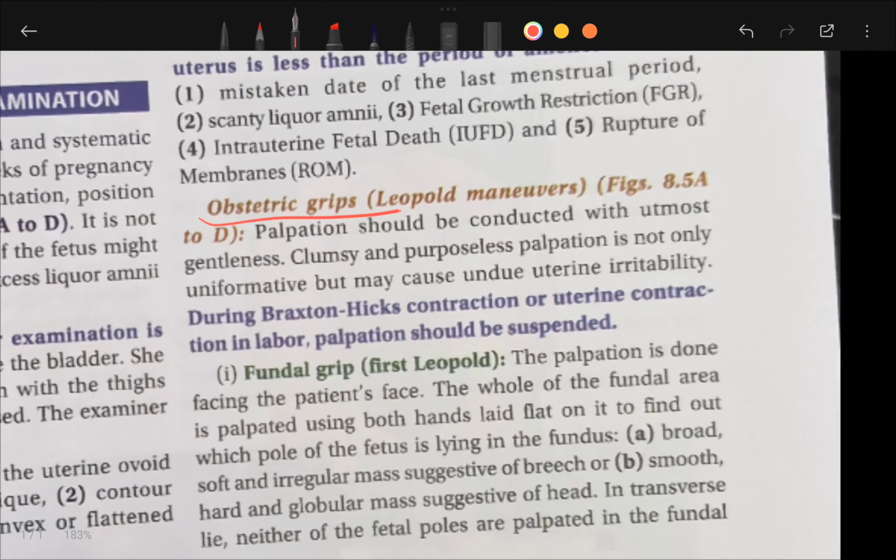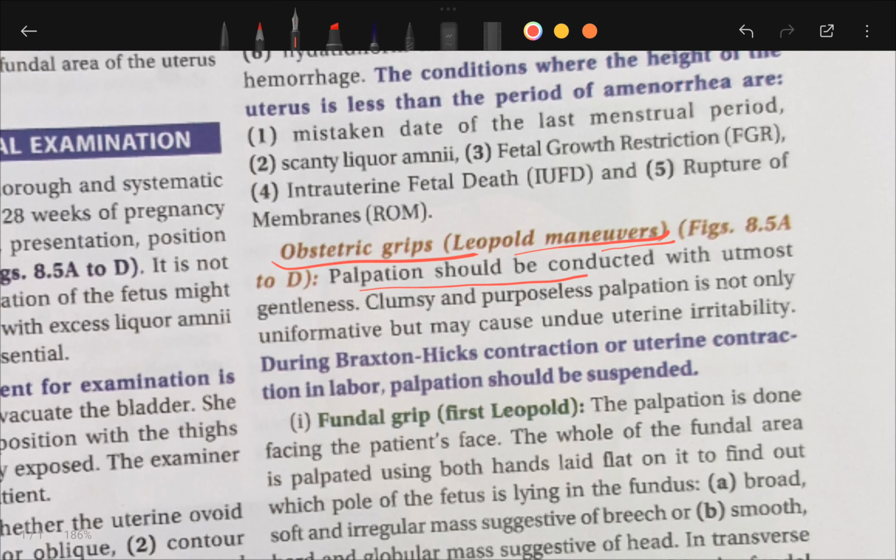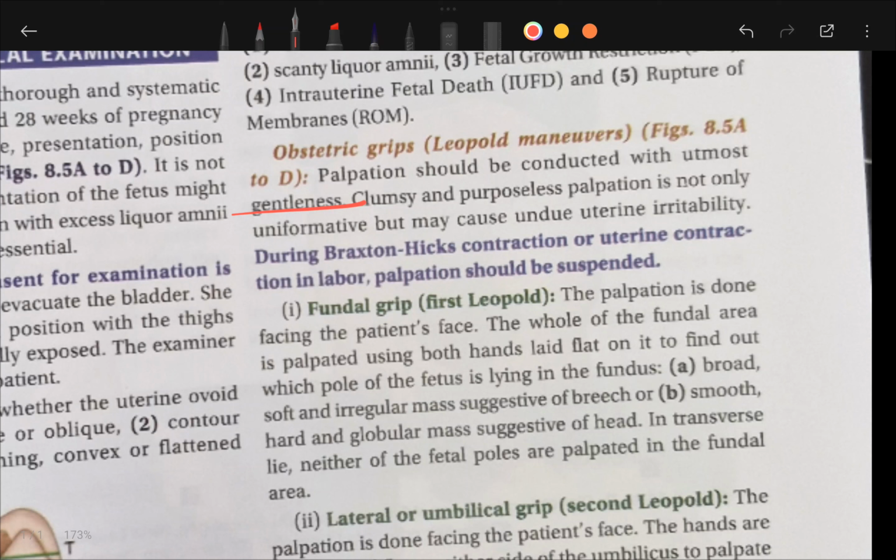Next, coming to obstetric grips, or Leopold's maneuvers. Palpation should be conducted with utmost gentleness. Clumsy and purposeless palpation is not only unscientific, but may cause undue uterine irritability. So when we are palpating, we have to palpate gently. During Braxton-Hicks contraction, that is uterine contraction in labor, palpation should be suspended. We should not palpate during the contraction in case of labor.